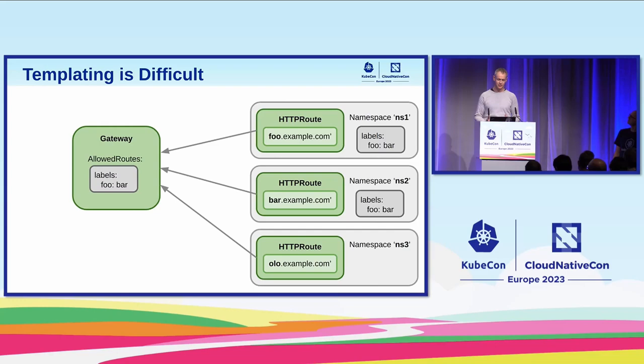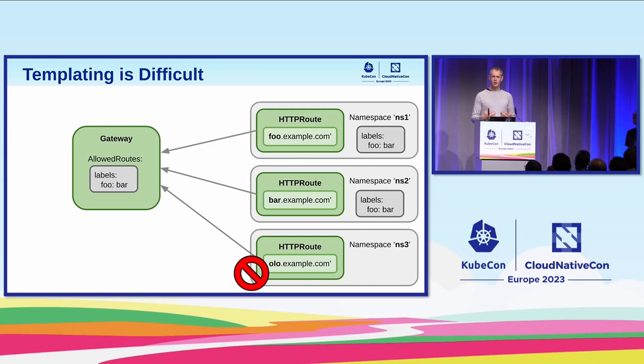To help with this, I have an example here that shows where templating is difficult. Imagine you have a gateway definition that says, hey, I will allow route attachments from any namespace that has the label foobar. And we then also have three namespaces that each define an HTTP route and say, I want to connect to, or associate myself with, this gateway. Now, the first two namespaces have the required label, while the third does not.